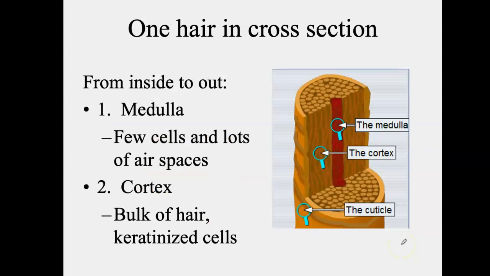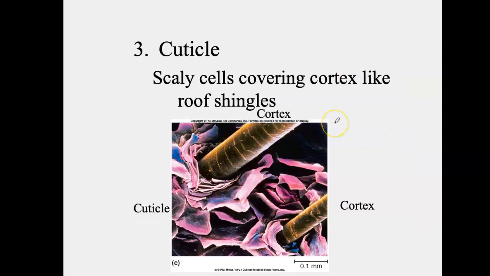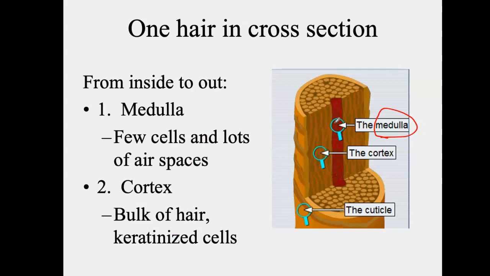If we looked at one hair in cross-section, from in to out, you would have the very center here. Medulla is a word that we use in anatomy, even like when it comes to the kidney, when it comes to all sorts of glands, where medulla means middle here. So it's the center. And you have really a lot of air spaces. So there's air space in that location.